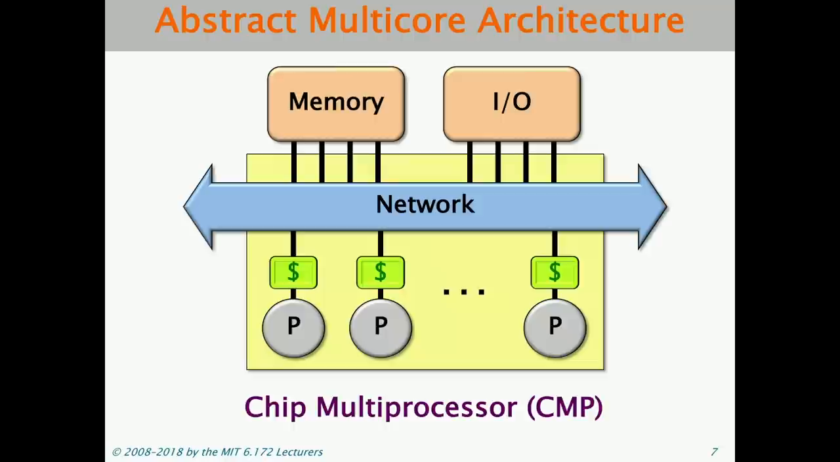They can all access the same shared memory. And then usually there's a separate network for the I/O as well, even though I've drawn them as a single network here, so they can access the I/O interface. And potentially the network will also connect to other multiprocessors on the same system. And this abstract multi-core architecture is known as a chip multiprocessor, or CMP. So that's the architecture that we'll be looking at today.